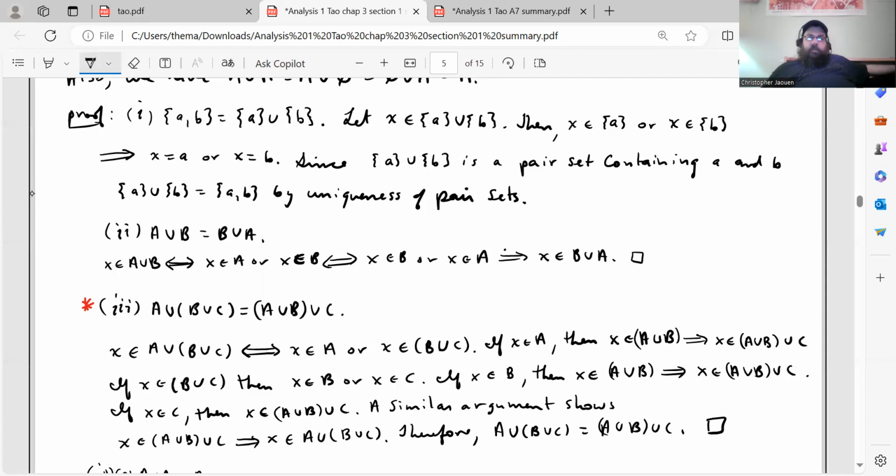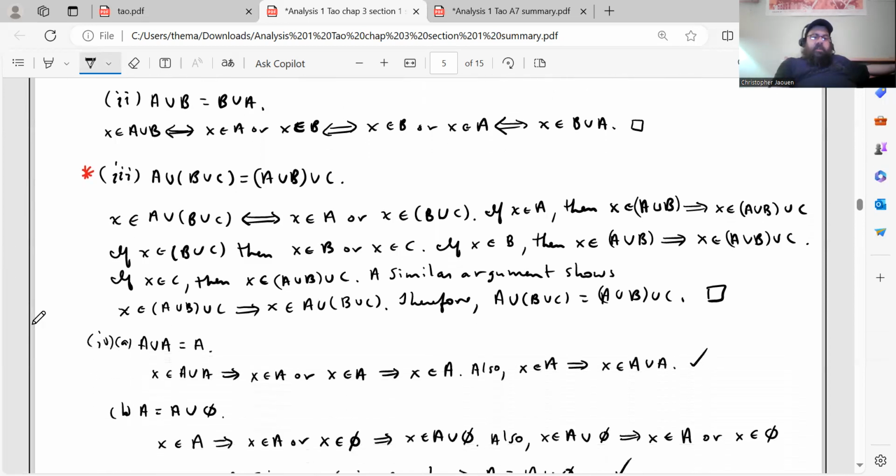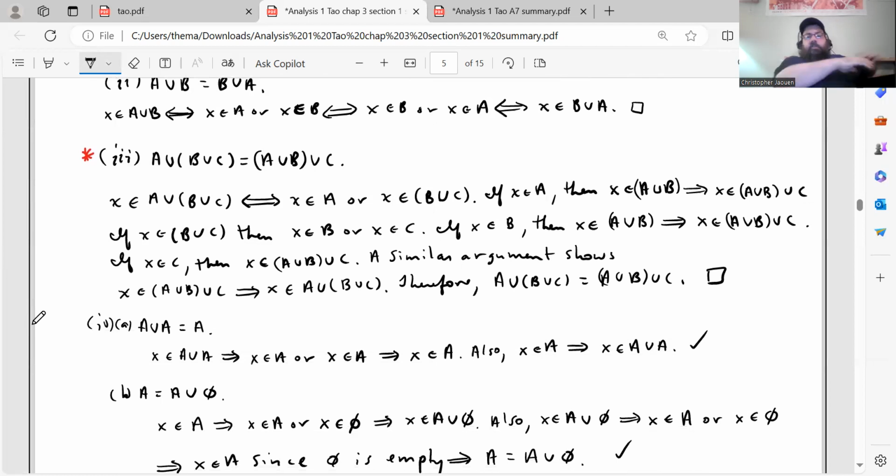Just fix this. This should be a double arrow: if and only if X is an element of B union A. So that proves that one. Property 3 is the associative property. And like I said, he actually proves this one in the book, but you should always do your proof before looking at the author's proof.